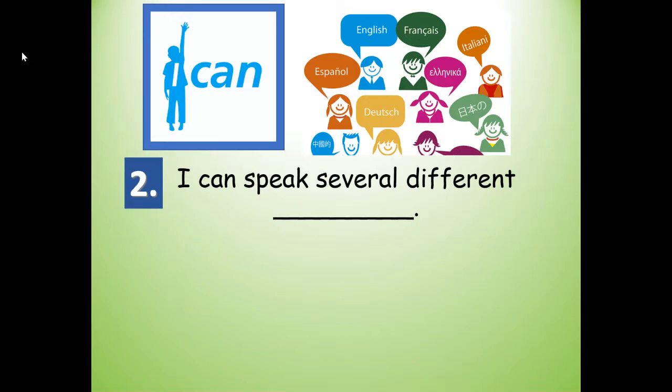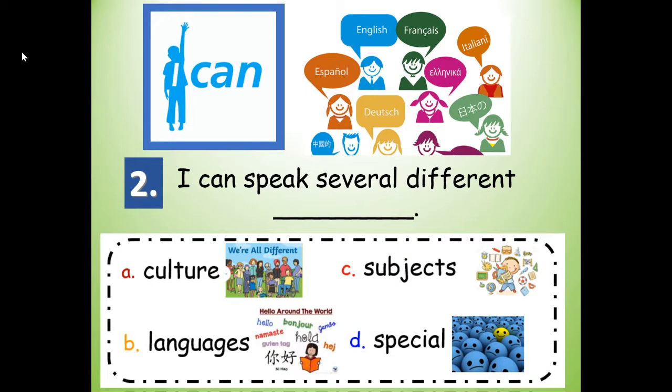Number 2, I can speak several different blank. I can speak several different culture. I can speak several different languages. I can speak several different subjects. I can speak several different special. What makes sense given our picture clues and where the word is in the sentence, the context? Languages. I can speak several different languages. So make sure you write languages for number 2. Languages, languages. I can speak several different languages.